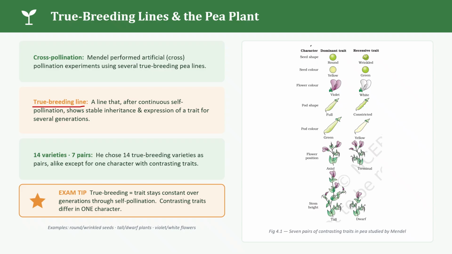For example, tall and dwarf, round seed and wrinkled. Can you locate, children, the seed shape, round and wrinkled, and also the seed color, yellow and green, and the flower, violet and white. Pod shape is full and constricted like this. He took these characteristics.